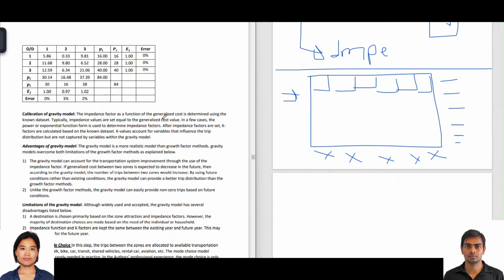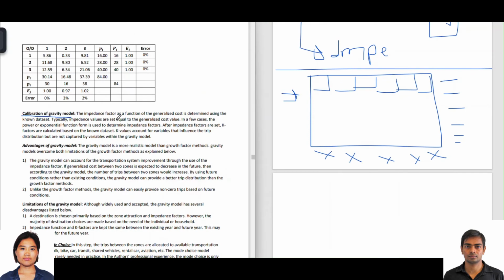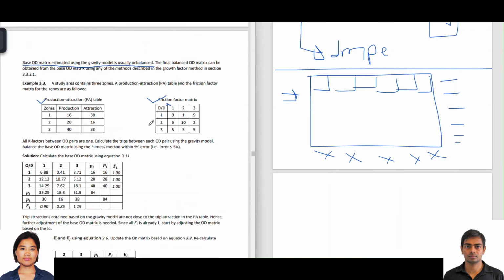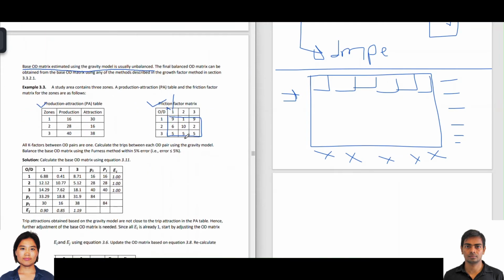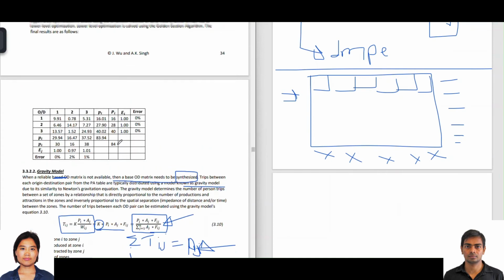Here we have a calibration of the gravity model, and here we are discussing the friction factor. So we will see how this matrix comes. Let's say this is our friction factor, or let's call it the interaction factor. We are trying to determine the future OD table so that it matches this and is based on this friction table. The first step will be to calculate each element of the future OD based on this equation.